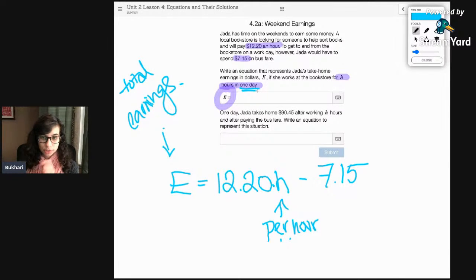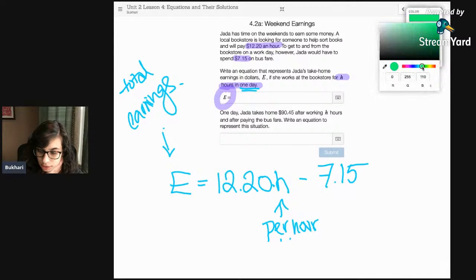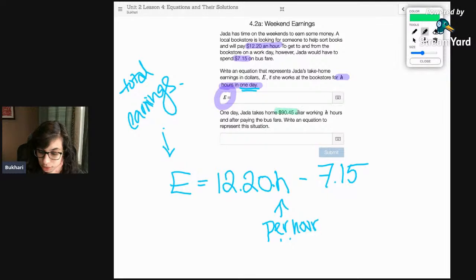Write an equation to represent the situation. So is the $90.45 the total earnings or the per hour, right? Where should it go? Where should it replace it? And I don't need you to solve anything. I just want you to write it as a replacement.